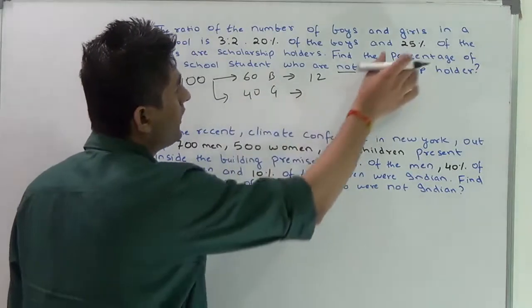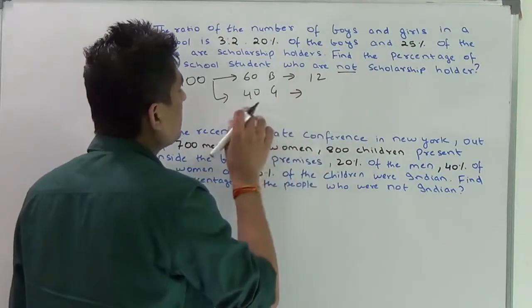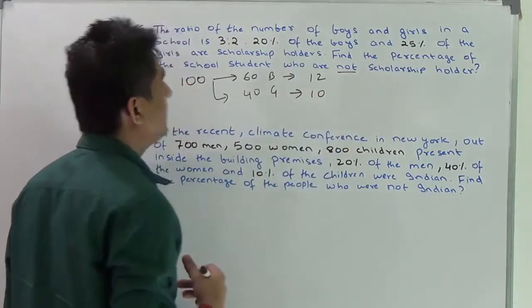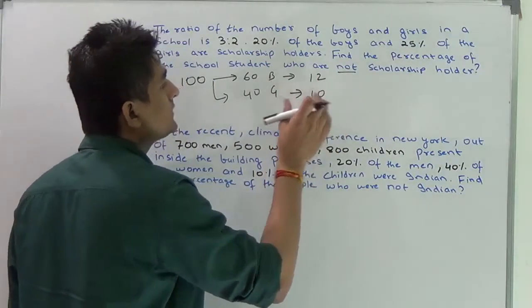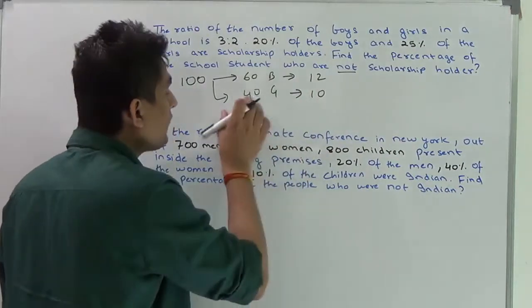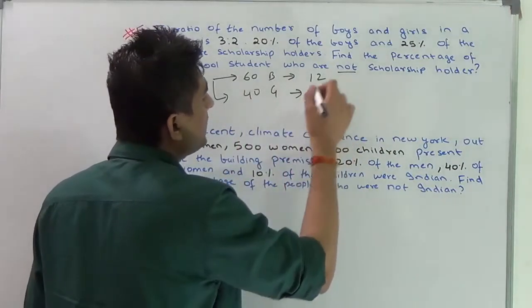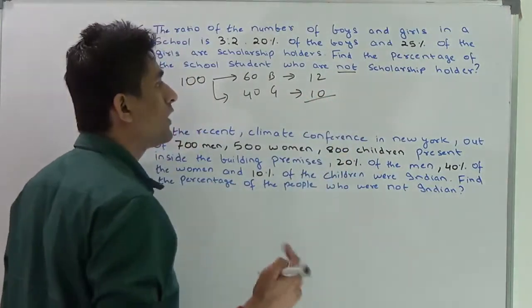Similarly, 25% of the girls are scholarship holders. 25% of 40 comes out to be 10. So I can say the total number of scholarship holder girls in the school is 10. Now if I add these up, I'll get the total number of students who are scholarship holders.